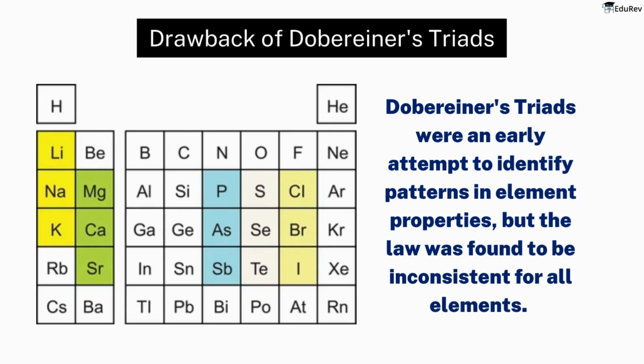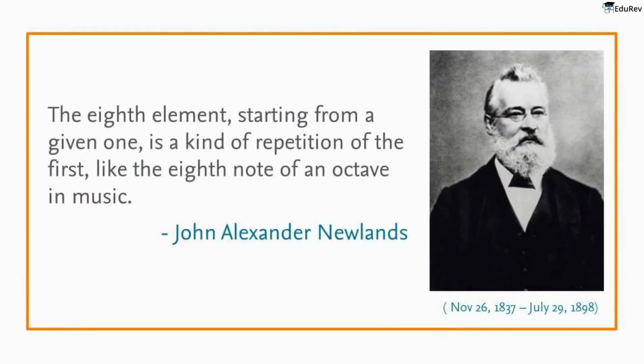Despite this, Dobereiner's triads were significant because they were one of the first attempts to identify patterns in the properties of the elements. After the failure of Dobereiner's triad, the English chemist John Alexander Newlands gave the law of octaves. Before moving on to the discussion of Newlands' law of octaves, let's quickly summarize merits, demerits, and conclusion of Dobereiner's triads.